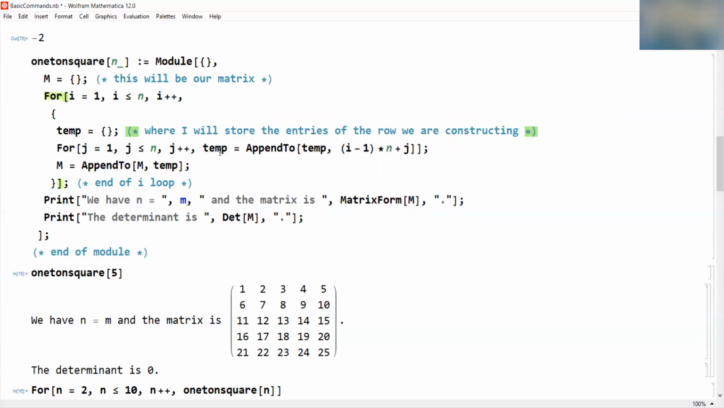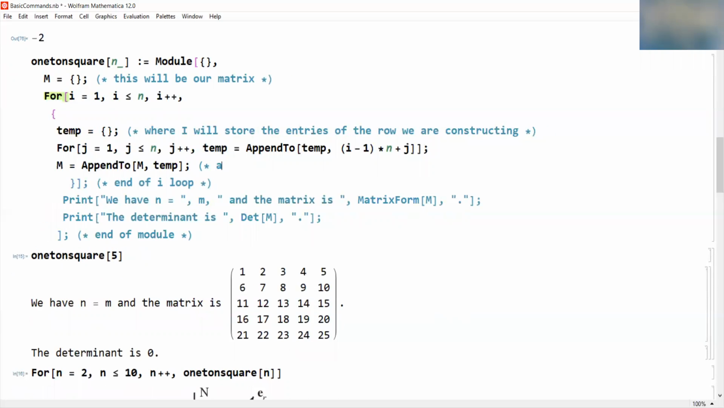Temp is append to temp. So temp is going to be an array. It's initially empty. There's nothing in it. And then to it, I'm going to add i minus 1 times n plus j. So the first time when I go through this loop, i is equal to 1. So initially, i minus 1 is 0. So I'm going to first add 1, then 2, then 3, then 4, all the way up to n. So temp is going to be a list of numbers from 1 to n. And then I add that to m. Add temp as the next row of m.